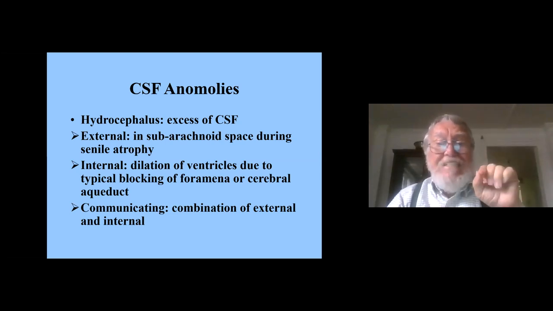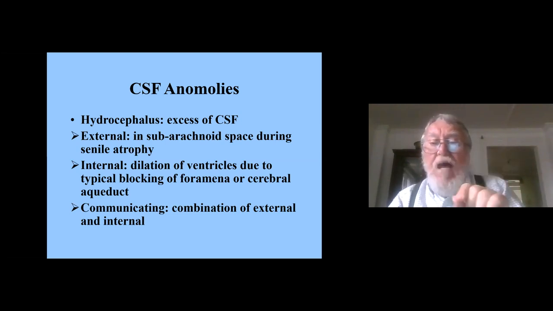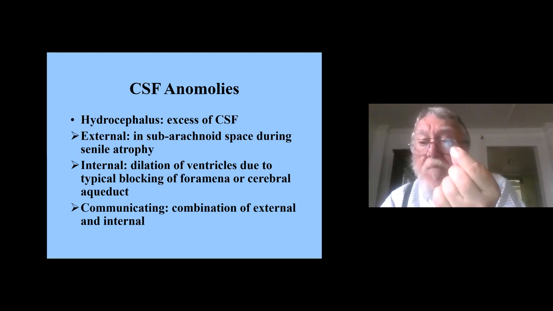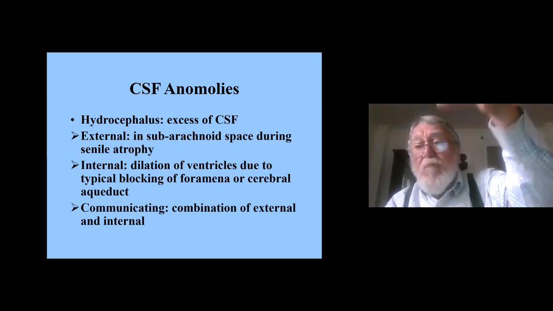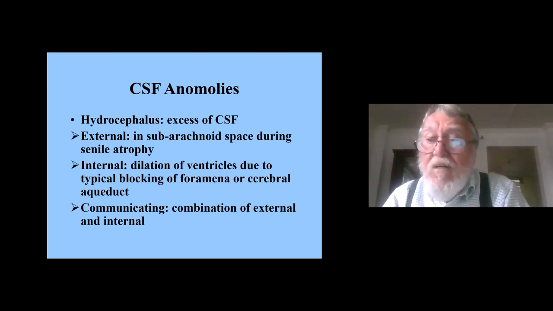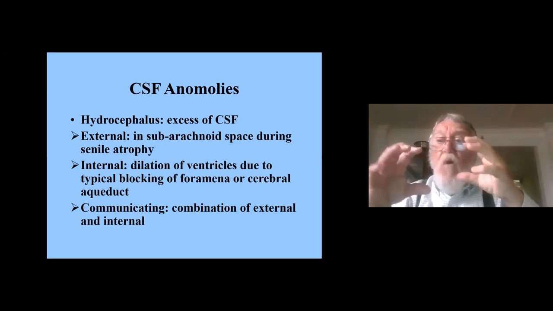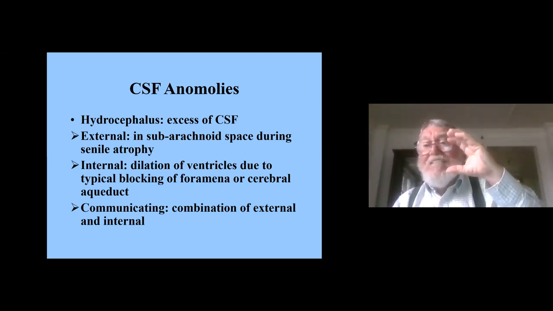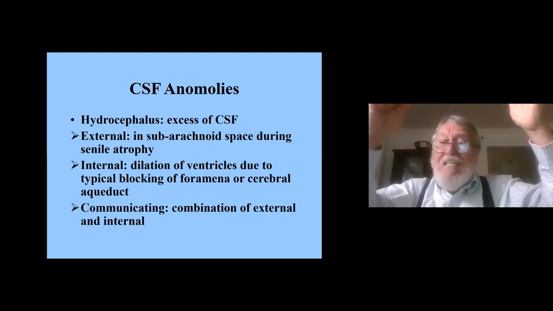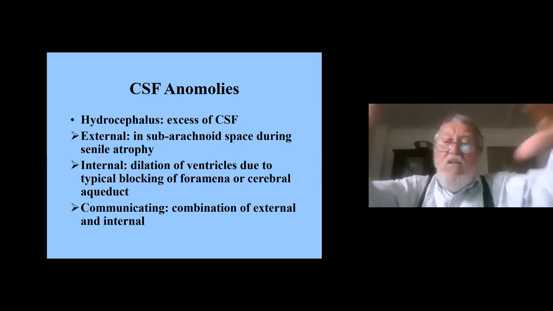Now, the other form is internal hydrocephalus, and that is due to a dilation or an expanding of the ventricles due to the typical blocking of foramina or the cerebral aqueduct. Remember, the foramen of Monro is a narrow channel between the lateral ventricles and the third ventricle. What would happen if we never formed the foramen of Monro? The lateral ventricles would expand and expand like a big water balloon. And what would they be pressing against? They'd be pressing against the septum pellucidum, the corpus callosum, the fornix, and the whole caudate and the cortex.